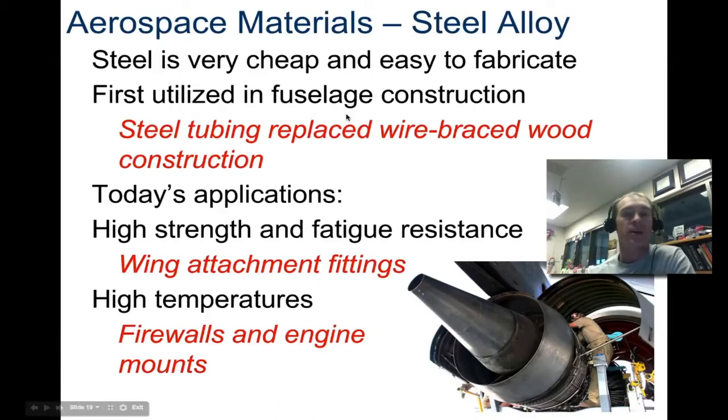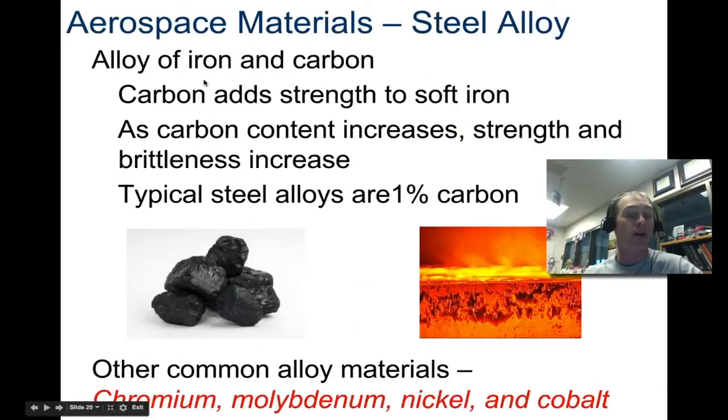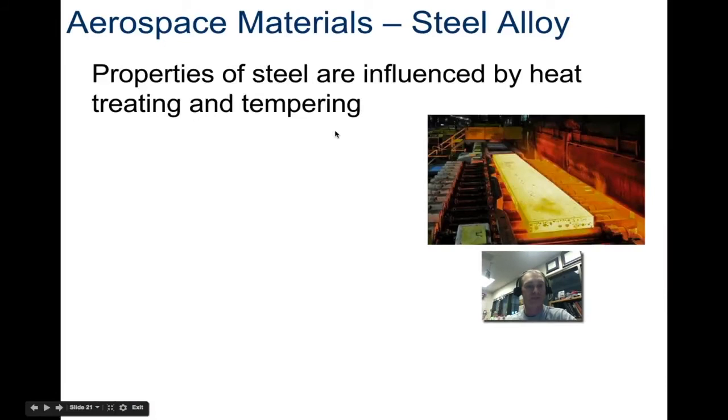The steel tubing replaced the wooden wire brace constructions, and now today they use it for high strength and fatigue resistance. It's for wing attachments, anything where you need something that's extremely strong. Steel alloys would be with iron and carbon. So carbon is going to add strength to your soft iron, but it also adds brittleness. So typical steel alloys have 1% carbon. And some other common alloys include chromium, molybdenum, nickel, cobalt. These are just different alloys that may be mixed in with it.